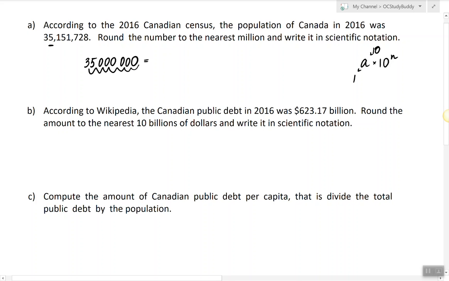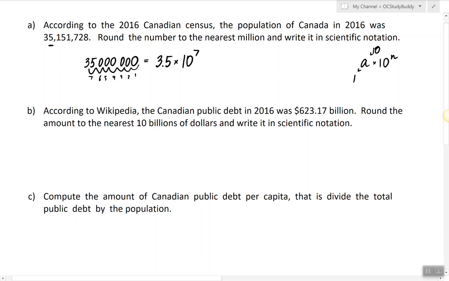between 3 and 5. Then we have to count how many times we move the decimal point. So let's count it: 1, 2, 3, 4, 5, 6, 7. That means this number in scientific notation is 3.5 times 10 to the power 7. Next question is very similar.